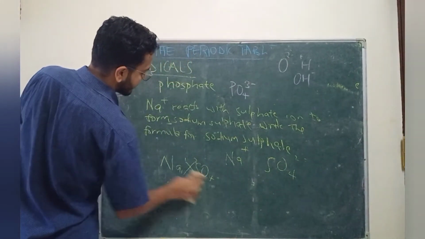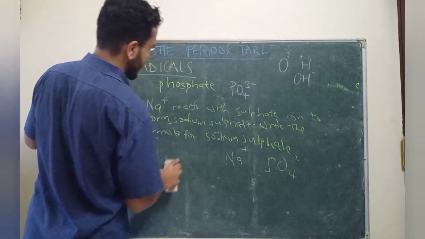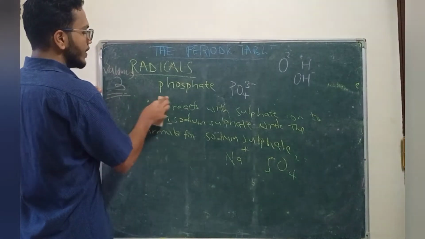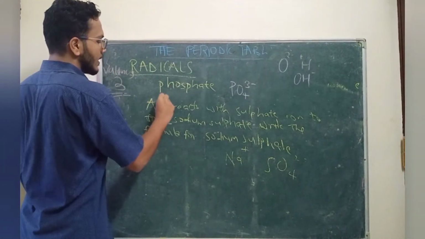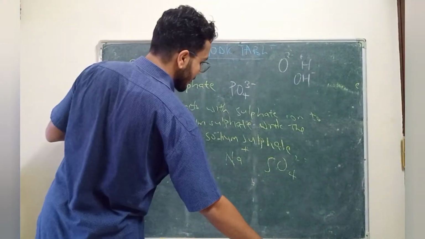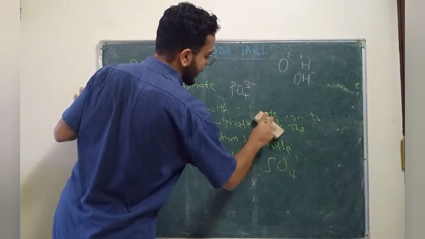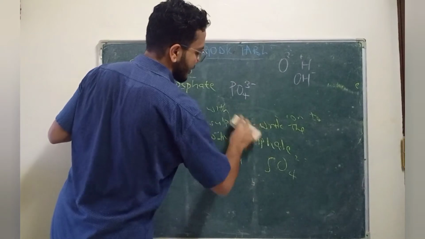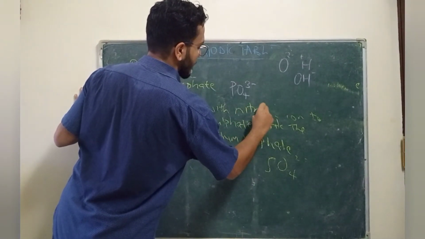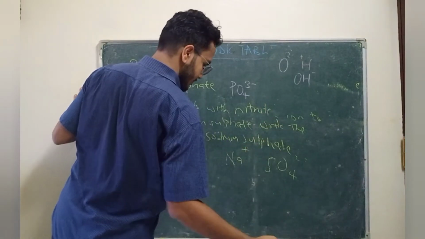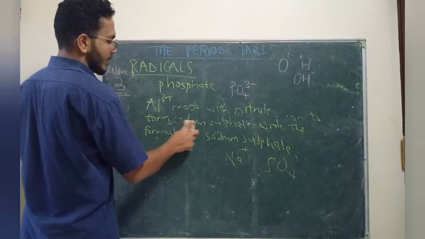Another example. Aluminium, Al3 plus, reacts with nitrate ion. Let's say it reacts with nitrate ion to form aluminium nitrate.